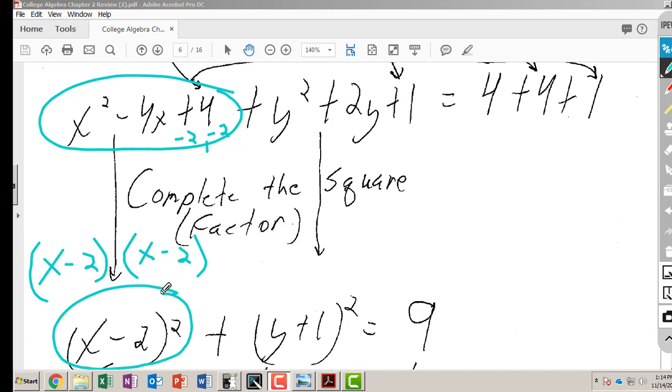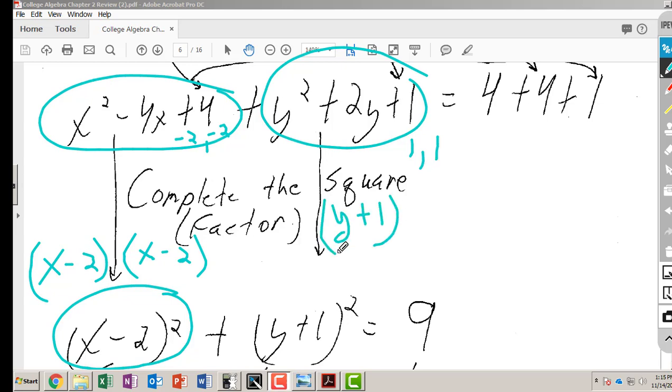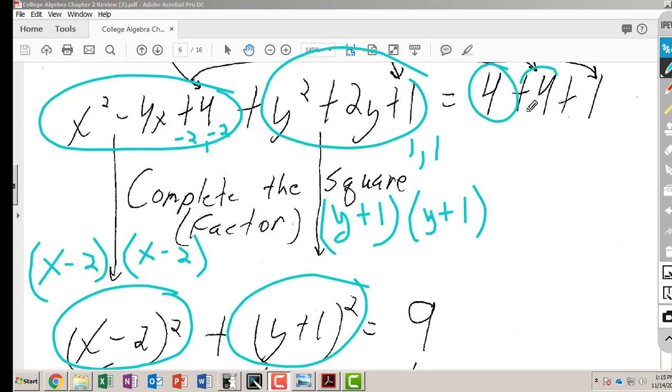Now when I factor this y squared plus 2y plus 1, notice the factors of 1 that add up to be 2 is 1 and 1. So that's going to become y plus 1 times y plus 1. Or in other words, that's the exact same thing as y plus 1 squared. And then when I add the 4 plus the 4 plus the 1, that's going to give me the 9.